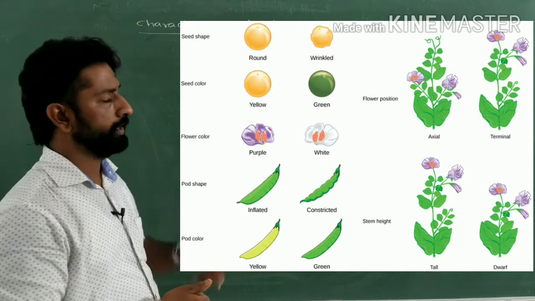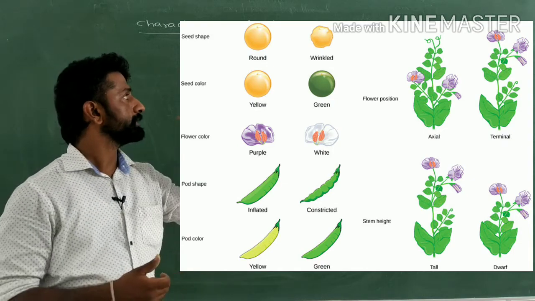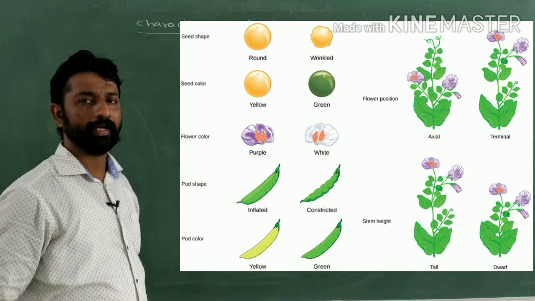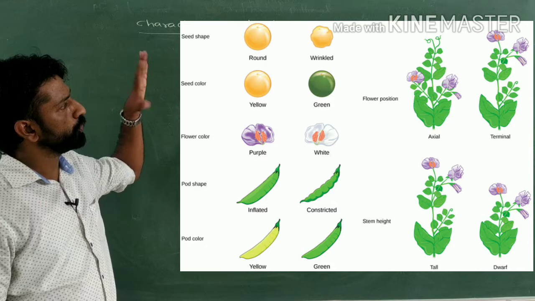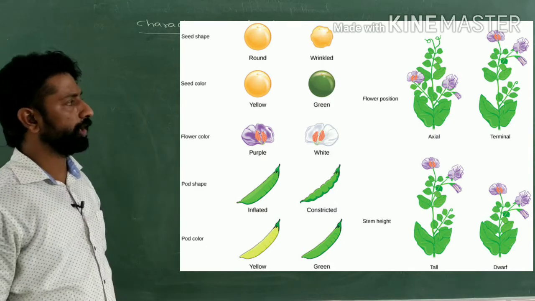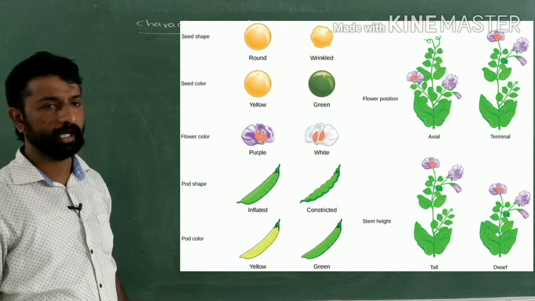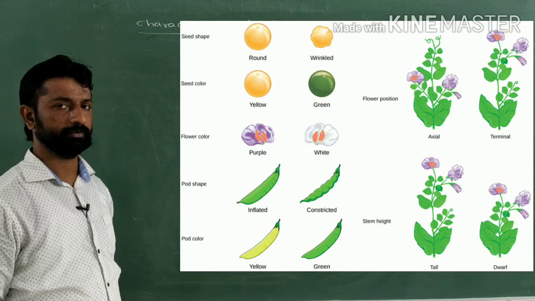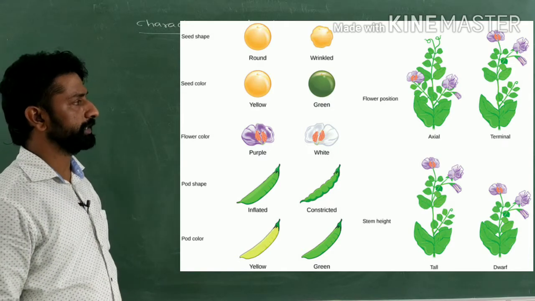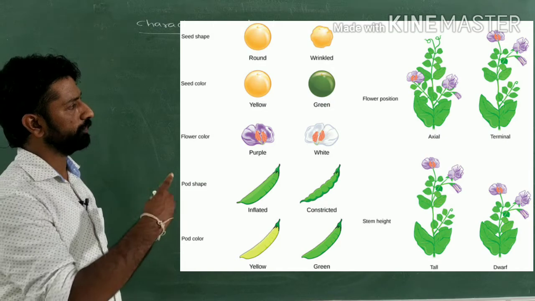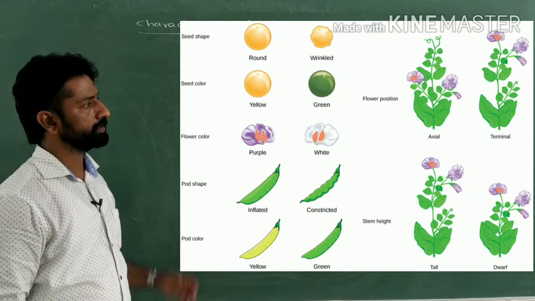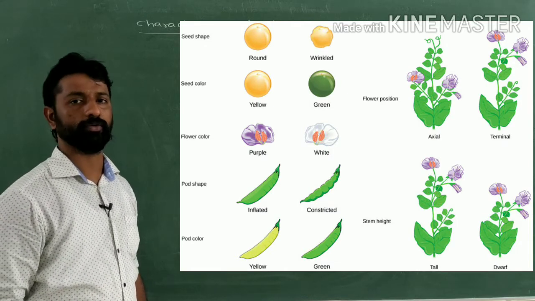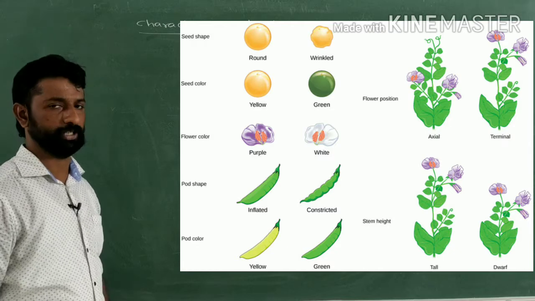Let us see one by one. In that list, first you can see the seed shape. Seed shape is a character, and it has 2 contrasting traits. The one is dominant trait, nothing but the round, and its recessive one is wrinkled. You can see the change in the shape of the seeds. If one is round means another one is wrinkled. So round shape is a dominant trait of that character, and wrinkled one is the recessive trait of that character called as a seed shape.